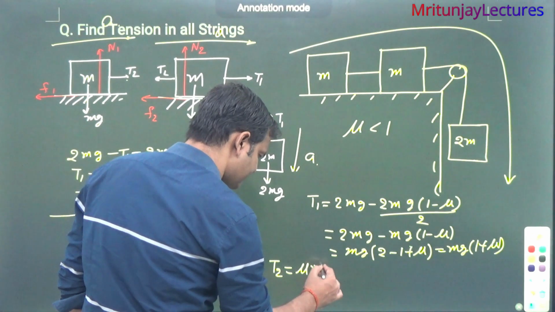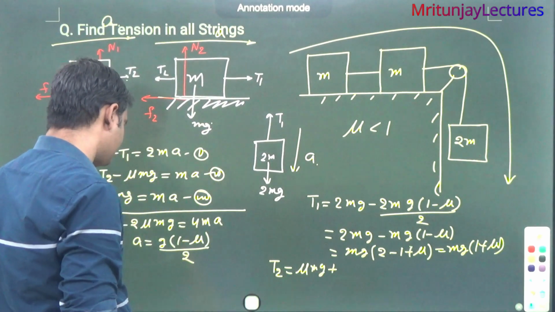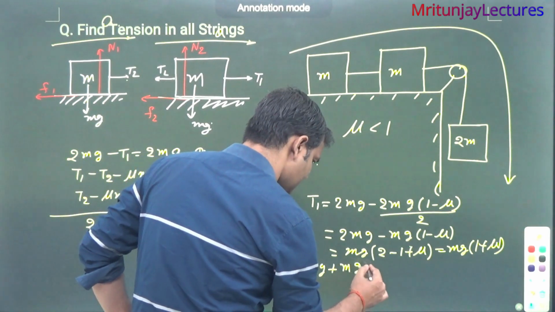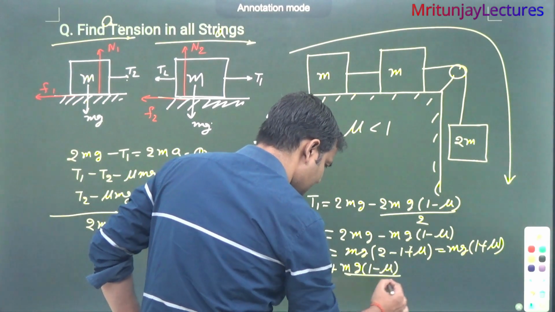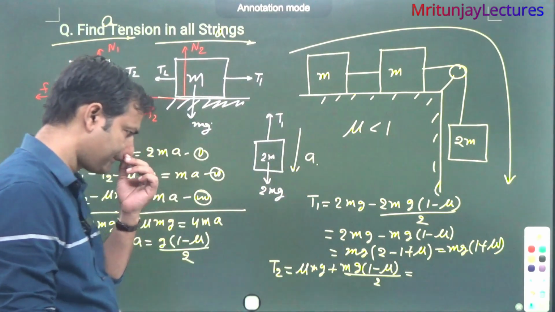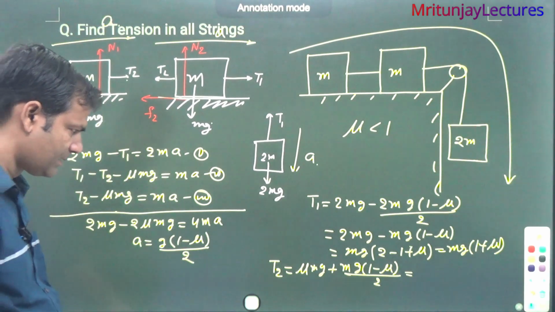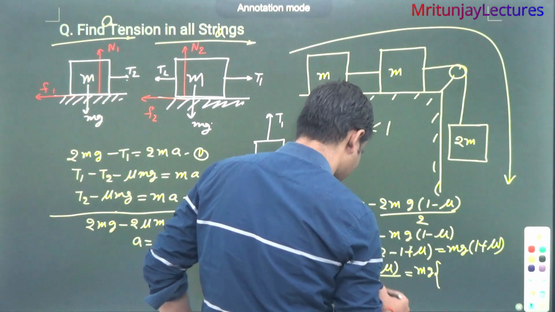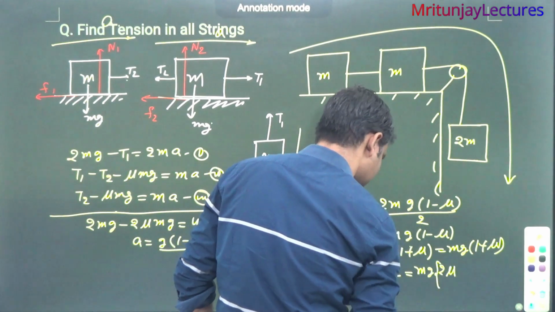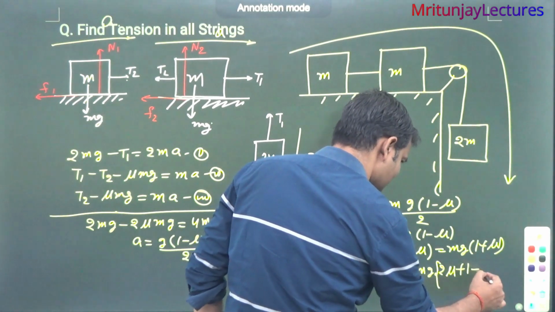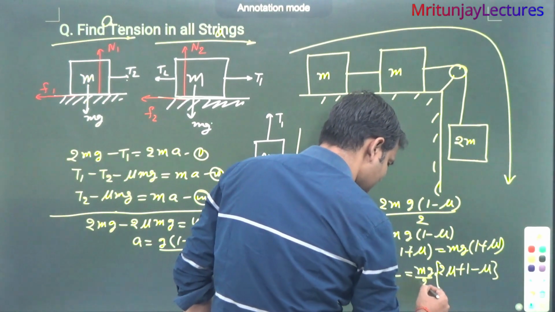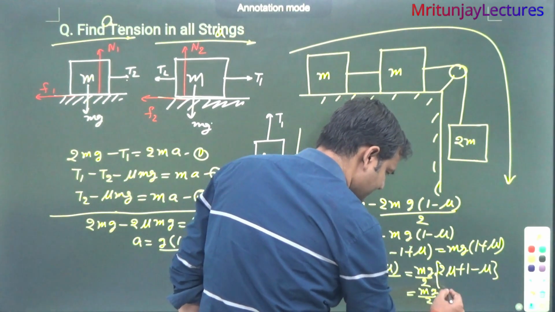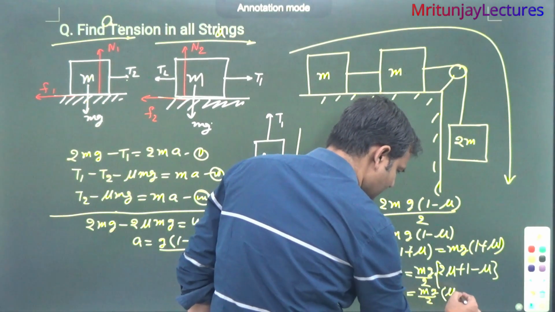Now put here for T2, that is mu mg plus ma, with a equal to g into (1 minus mu) divided by 2. If mg is common, we get 2 mu plus 1 minus mu, divided by 2. So T2 is mg by 2 into (mu plus 1).